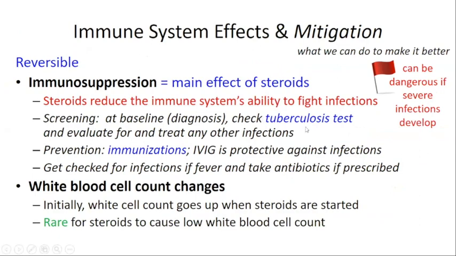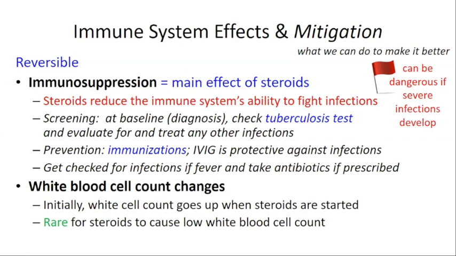So what we can do to screen patients for possible infections is we can check them for tuberculosis before we start steroids. And we can evaluate for any other infections that might be happening. We can also prevent infection by giving immunizations. And Dr. Kim is going to talk about IVIG, which actually helps to prevent infections. And it's also important for patients to get checked for infections if they have a fever while they're on steroids, and take antibiotics if they're prescribed.